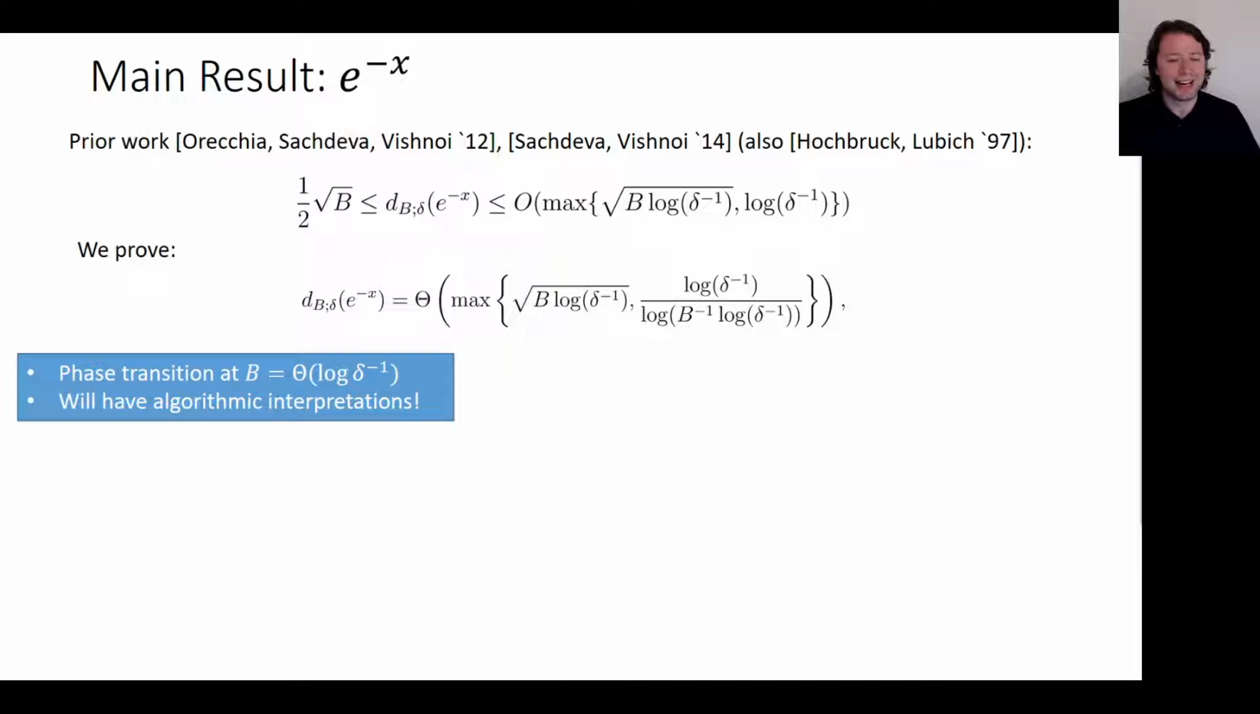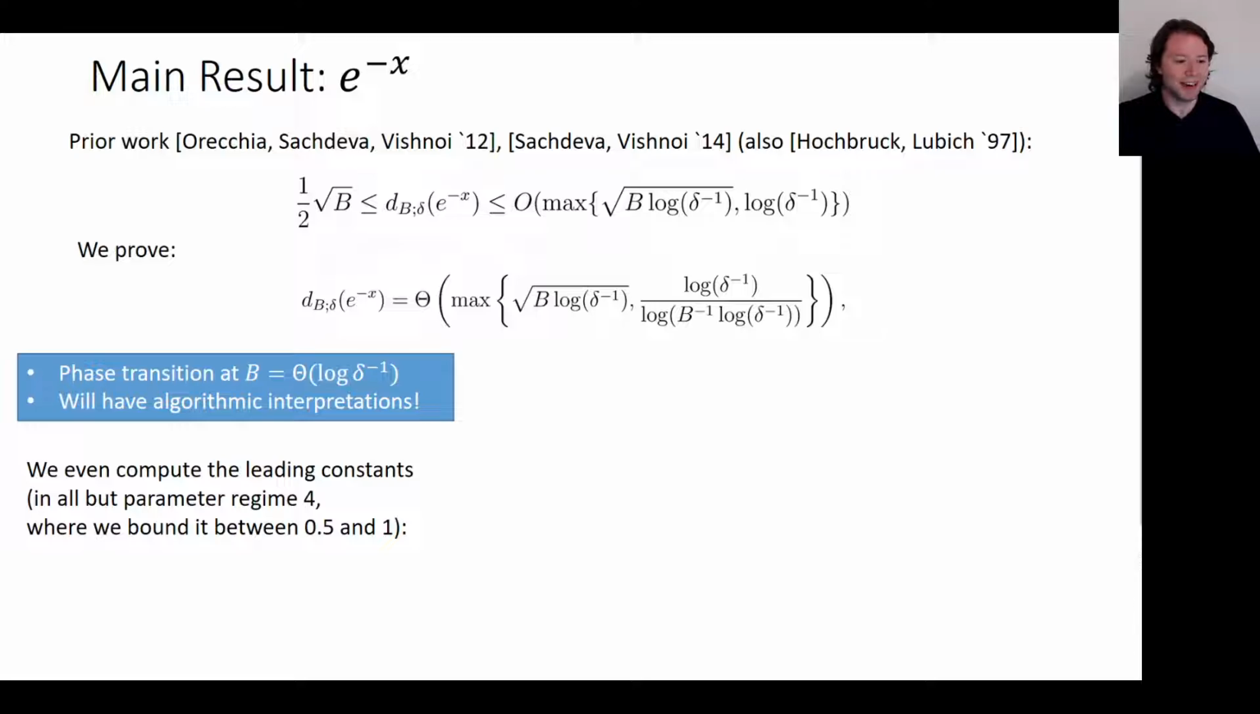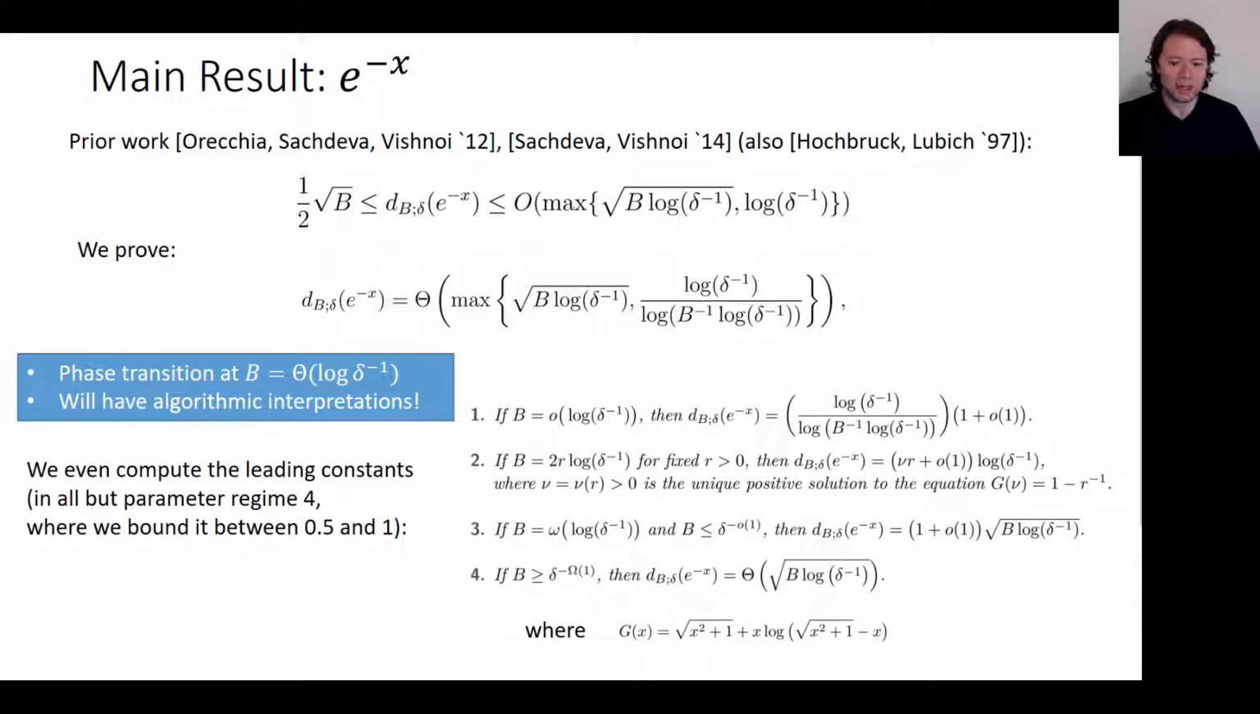And in fact, in addition to showing that this is the degree you need, we even compute the leading constant of the degree you need in almost every parameter regime. So here it is. For the purpose of understanding this talk, these details are not important at all, but you can see there are different cases depending on how b compares to delta, and in each one, we not only bound asymptotically what the degree is, but even what the leading constant in the degree is.